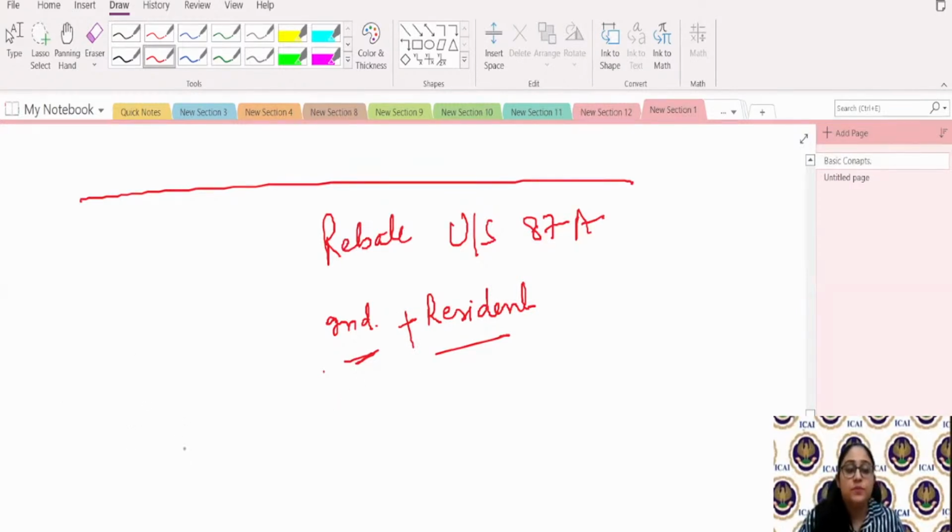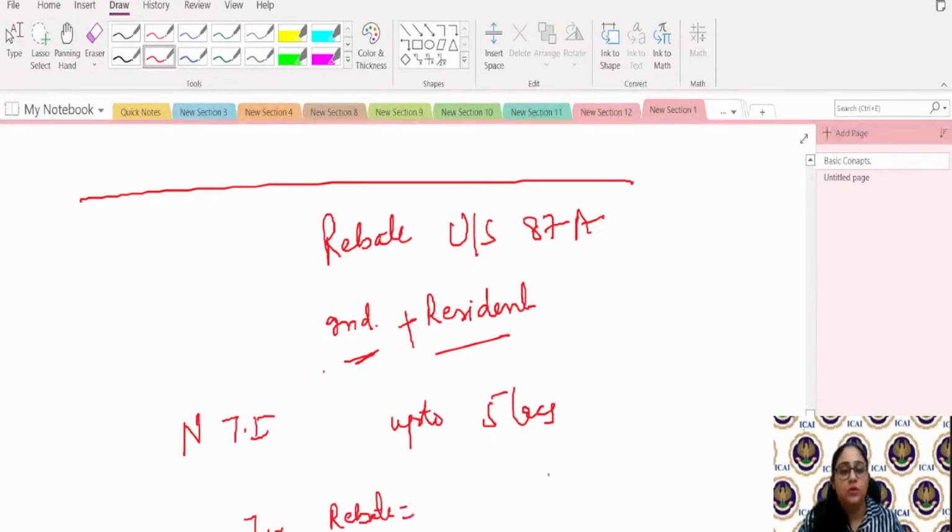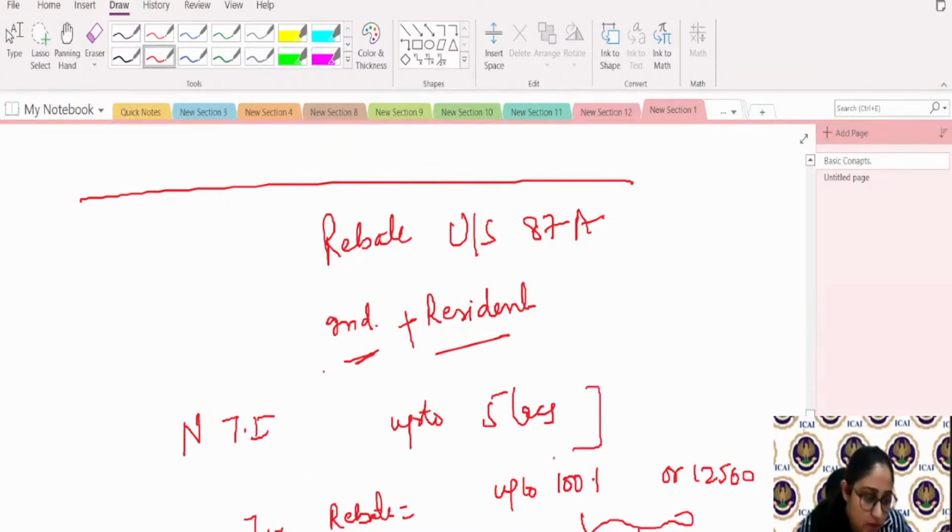Number two, what is this concept? They say if your net total income or the net taxable income is up to 5 lakhs, then you will get a tax rebate. Rebate क्या होगा? छूट of up to 100% or 12,500, whichever is lower. But this is only allowed when the income is up to 5 lakhs, not on the income more than 5 lakhs. Income is 5 lakh 1,000, rebate ka concept would not be there.